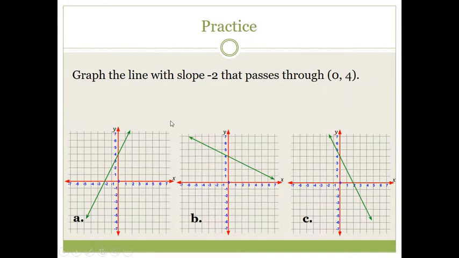Okay, graph the line with slope negative 2 that passes through the point (0, 4). I quickly make sure to see that the point (0, 4) is on all my answer choices. And that is in fact the y-intercept, because that's when the x value is 0. And that point exists on every graph here, so that's not going to help me eliminate any answer choices. But now I'm going to go ahead and use the slope to figure out which one of these lines is in fact the answer.